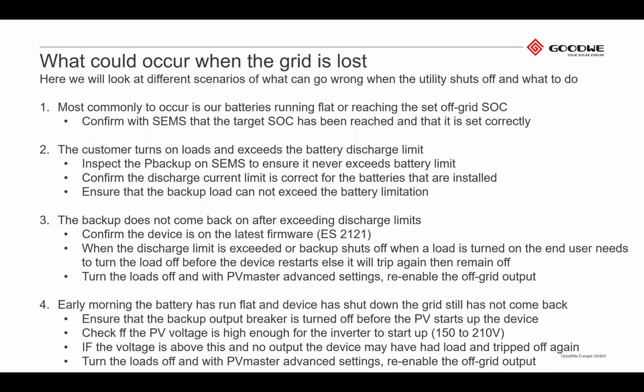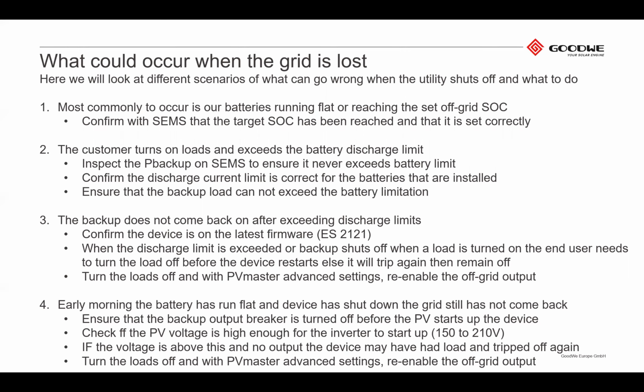And then the third one is the backup does not come on after exceeding the discharge limits, which I did mention earlier. So very often customers want to manage their loads themselves, and they understand that their batteries limit their system, but yet they still demand that you put more on the backup output. A lot of customers are more savvy with their energy usage and do manage this quite well, but they don't even know the grid has gone off. Then they go and boil the kettle and whoop, off goes the backup.